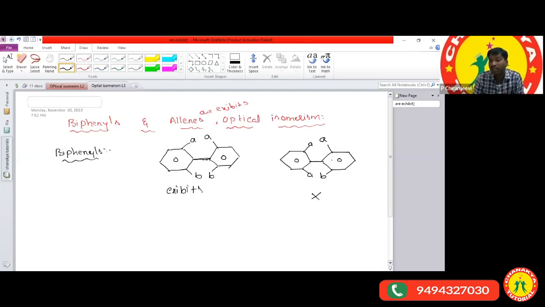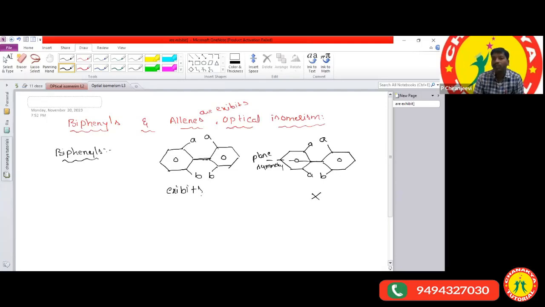Why does it not exhibit optical isomerism? It has a plane of symmetry. While having a plane of symmetry, it is optically inactive. Whenever it is attached with identical atoms at the ortho position, it does not exhibit optical isomerism. To exhibit optical isomerism, two different atoms have to be at the ortho position. Then only it exhibits optical isomerism.